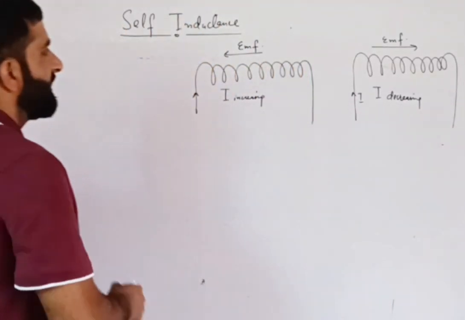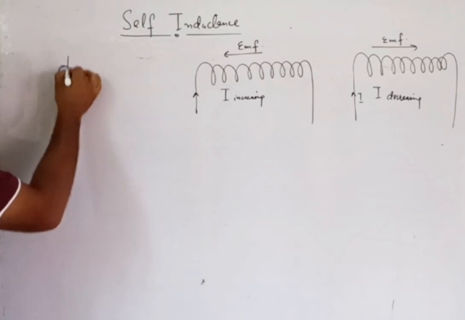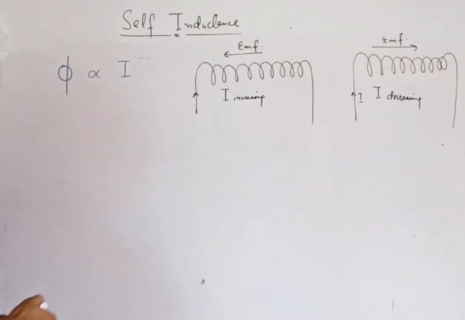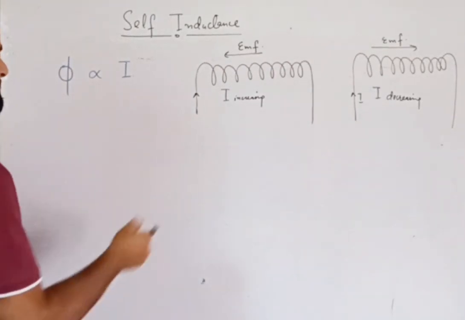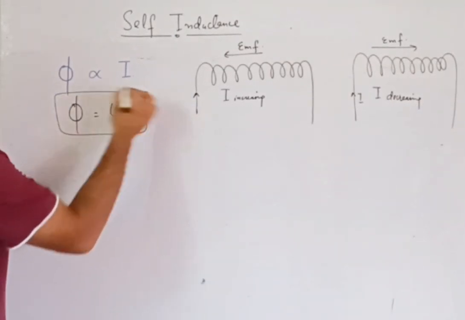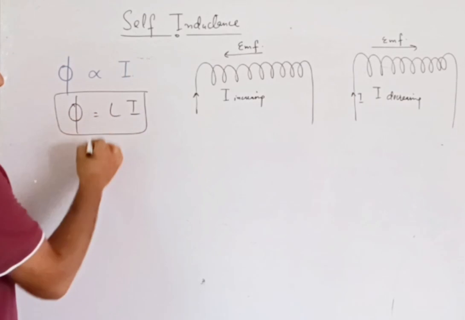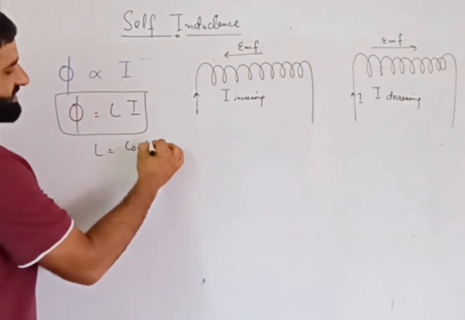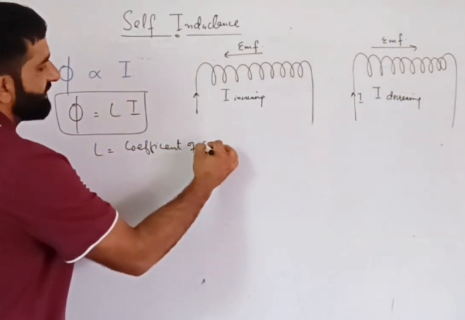Now, we know that if phi is the flux produced, phi is directly proportional to the current I. If the current is more, the flux produced is more. So, phi is equal to LI, where L is the constant of proportionality, and that constant of proportionality is called the coefficient of self-inductance.